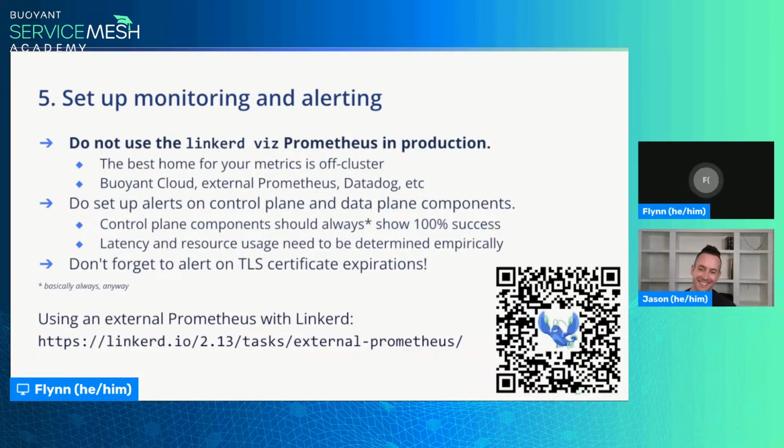All right. So yeah, the best home for your metrics is always going to be off cluster. You can use Buoyant Cloud for this. You could use an external Prometheus. You could use Datadog, whatever. There are a lot of different options, but don't use the one that we provide because it is a bad idea.